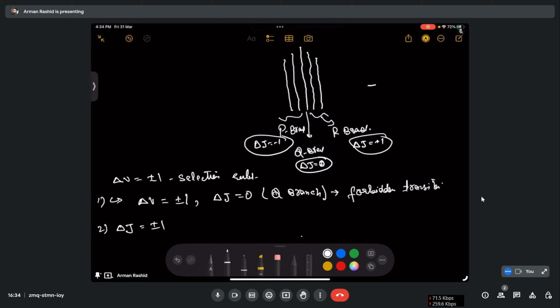If it is plus 1, the line will come above the Q branch, and if it is minus 1, the line will come below the Q branch. So that comprises the P branch and R branch. But for some molecules, these transitions are not required, these selection rules are relaxed. So as a result you can have P, Q as well as R branches.